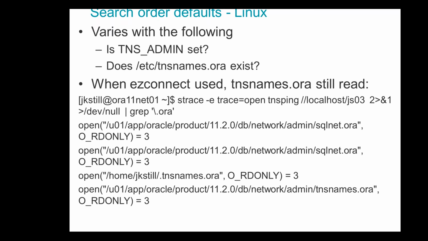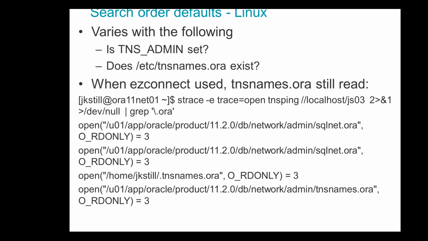Of course, that can vary with whether TNS_ADMIN is set or not, but when you use /etc/tnsnames.ora, Oracle stops looking at other files to resolve the name. If that file is in use, it is expected to be authoritative, so no others will be considered. Something else that was found here when using Easy Connect is that tnsnames.ora is still read. Now, at this point, I really don't know why that is occurring or if it's of any significance. But using Easy Connect, the tnsnames.ora file, as you can see at the bottom there, is still open, as well as the local one in my home directory.